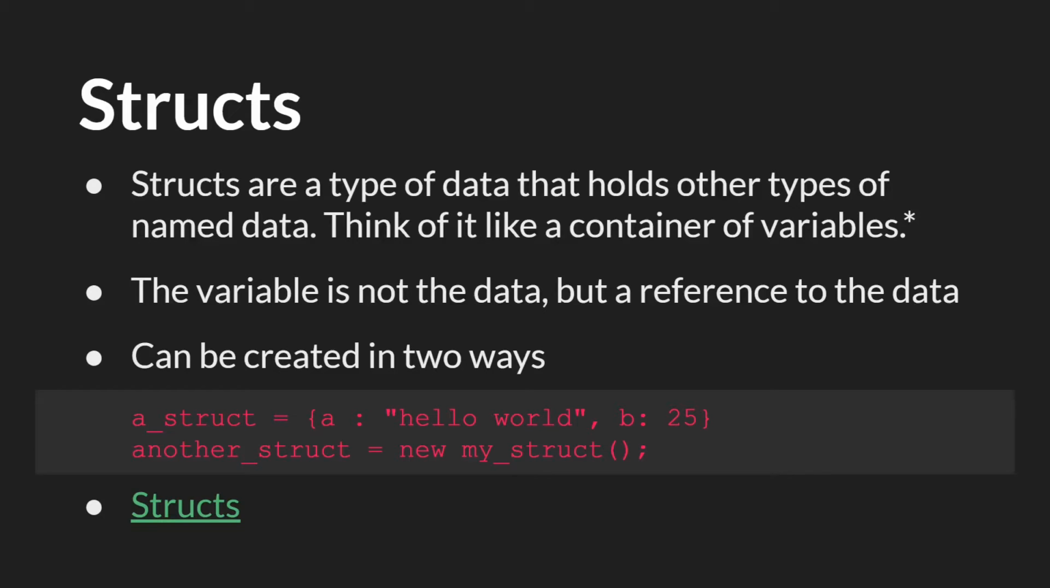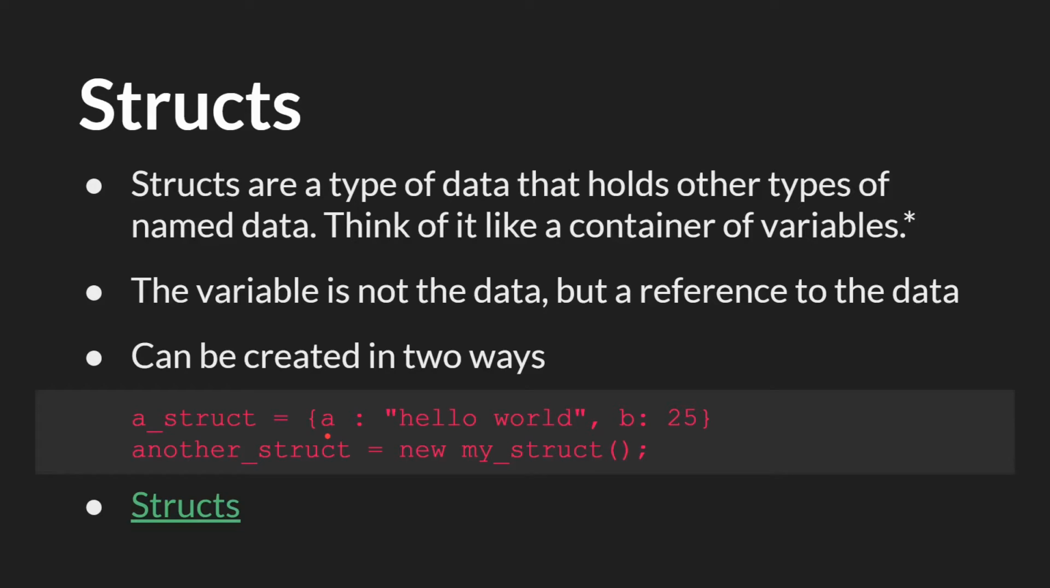Structs are a type of data that hold other types of named data. You can think of it a lot like a container of variables, or as the manual puts it, a lightweight object. The variable itself is not the data, but it's a reference to that data, and it can be created in two different ways. The first is with a struct literal.